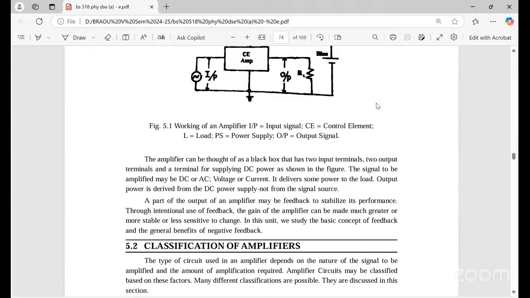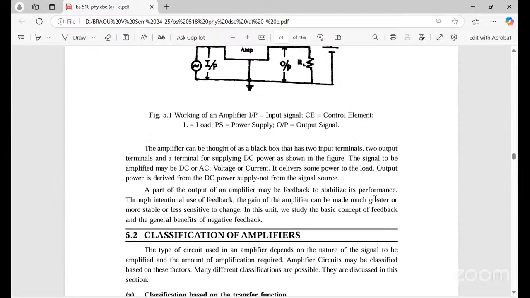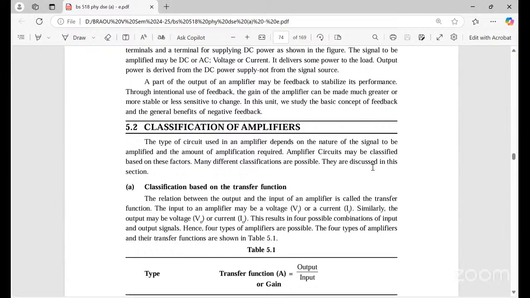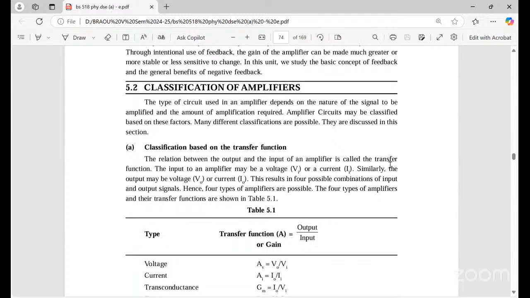So the output power is derived from the DC power supply, not from the AC signal source. A part of the output of an amplifier may be fed back to stabilize its performance by using feedback. The gain of the amplifier can be made much more stable or less sensitive to change. So we have to know the feedback concept regarding negative as well as positive feedback.